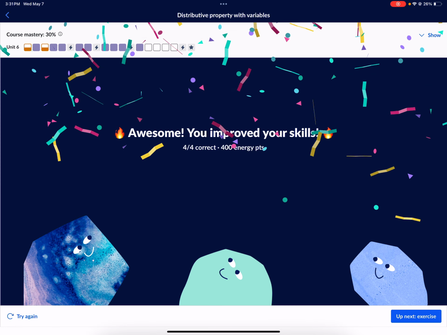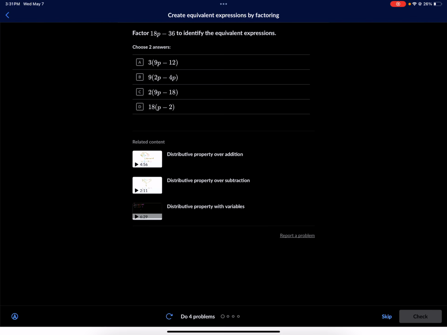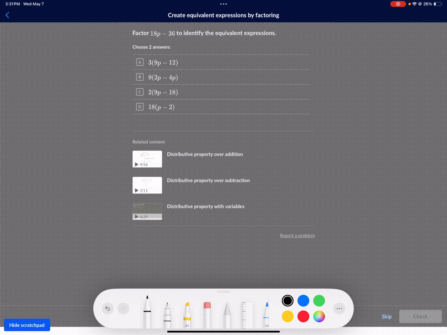Okay, let's do this. Create equivalent expressions by factoring. Factor 18p minus 36. Ooh, factoring. Let's talk factoring for a little bit. Factoring is just the reverse of the distributive property. So instead of trying to make it into short terms, now we're trying to make it into long terms. What we want to do here is find a common factor between 18 and 36. If you want more information about that, you can check out my previous video.